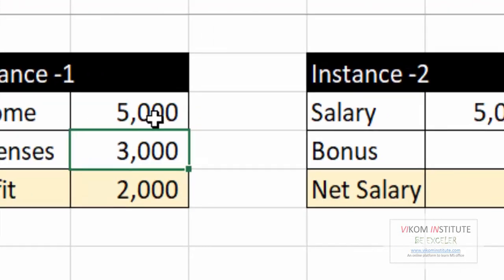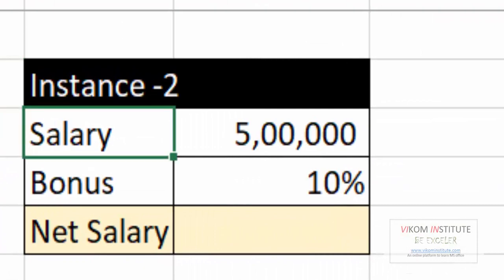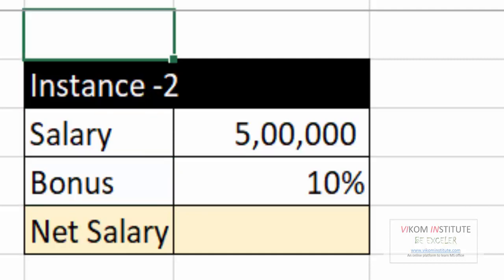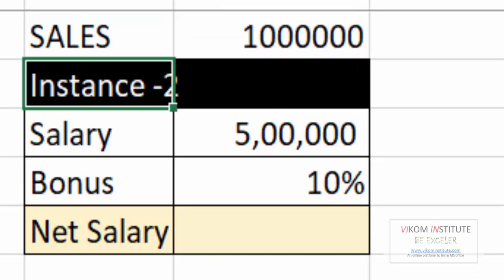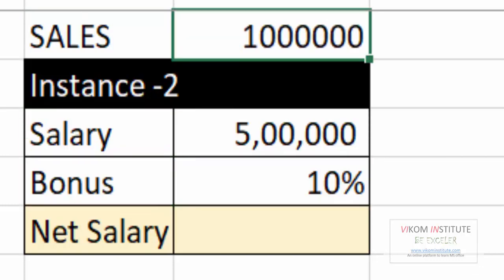Let's begin with the second example. So here we have a salary of 5 lakh rupees and a bonus of 10%. My boss has said that if I achieve sales greater than 10 lakh during the year, then I would get 10% of my sales also with my salary.